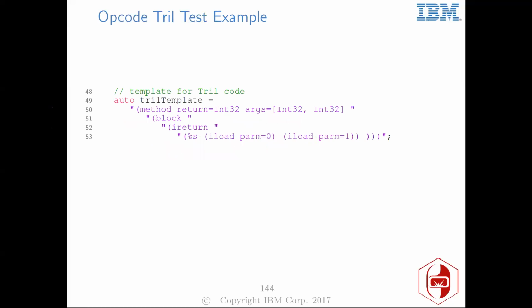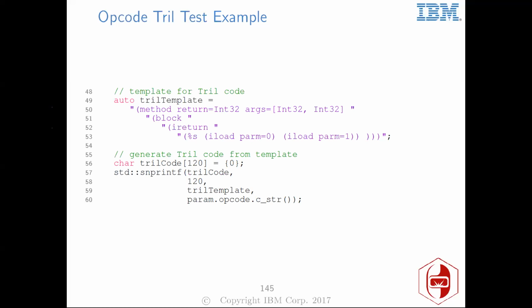Next, here comes the slightly more complex bit. We're not going to specify the Tril code. Instead, we're going to specify a template for the Tril code we are going to compile. So this is essentially just a method that is going to return some unspecified opcode that takes 2 children. The %s will be replaced using sprintf by the name of the opcode we get from the test parameter. This means that we are going to define one test and test multiple opcodes with it because it is a parameterized test.